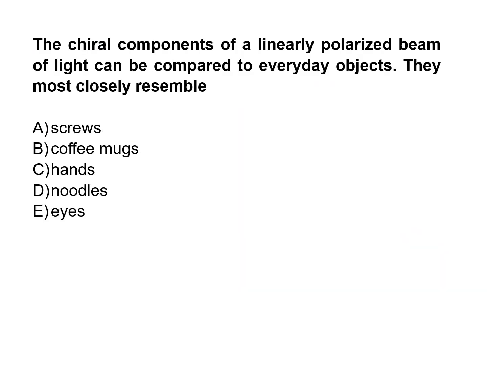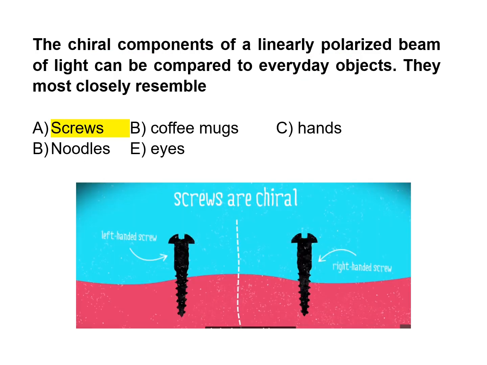And here is a slightly different one. So in the video they talk about the chiral components of a linear polarized beam of light, which can be compared to everyday objects, and they make a connection to one of these. So remember the video. If you want, you can watch it again. And here the answer, they talk about these ones because they have a right rotation, or in this case, sorry, left-handed, and this one will be right-handed. And this is very important.